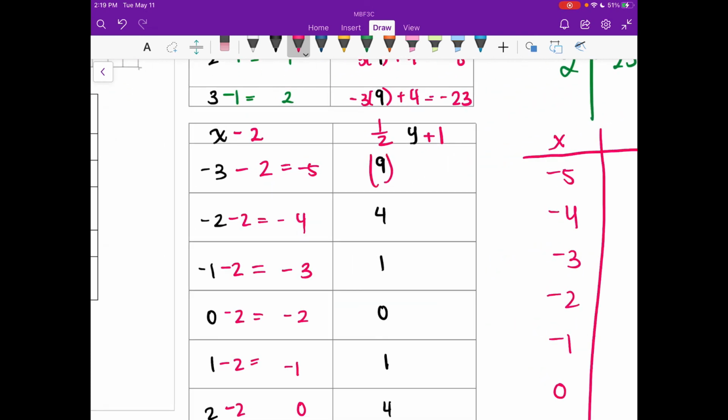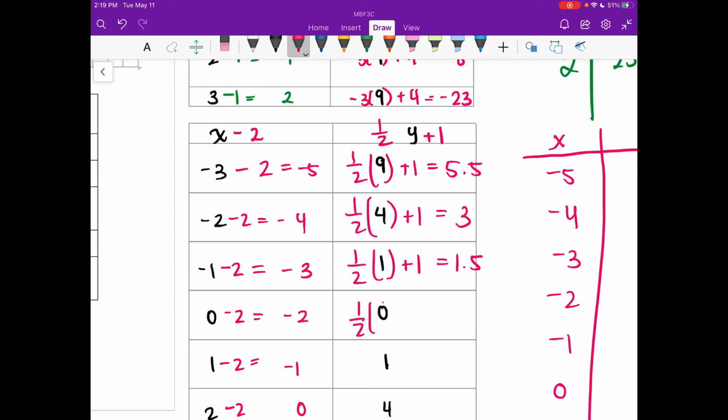Then I'm going to have half times 9 plus 1, right? So 0.5 times 9 plus 1 is going to be 5.5. Half times 4 plus 1 is 0.5 times 4, which is 2, plus 1 is 3. Half times 1 is 0.5 plus 1, which is 1.5. Then half times 0 is just 0, plus 1 is going to be 1.